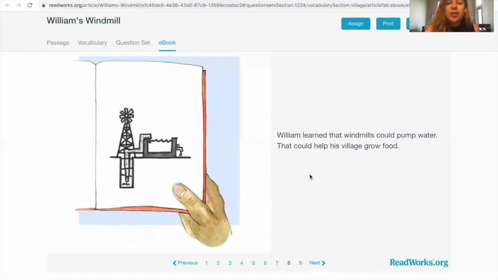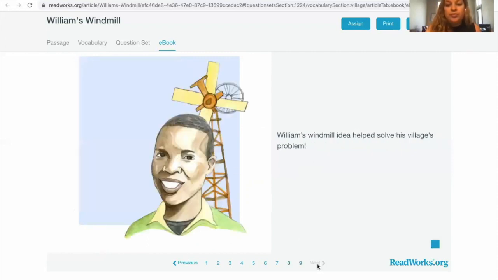William learned that windmills could pump water that could help his village grow food. So while the windmills are able to get that electricity, they're able to convert that movement also into water. So if they're able to pump water and there's no rain, they can use that water kind of like it's raining, but through the windmill, to be able to help the crops grow. William's windmill idea helped solve his village's problem.